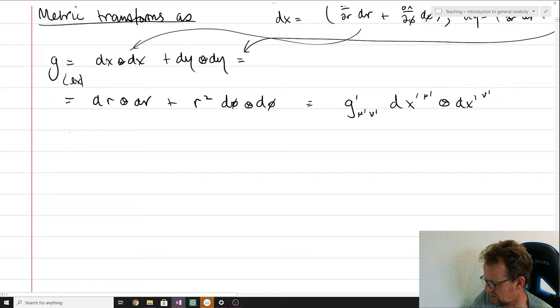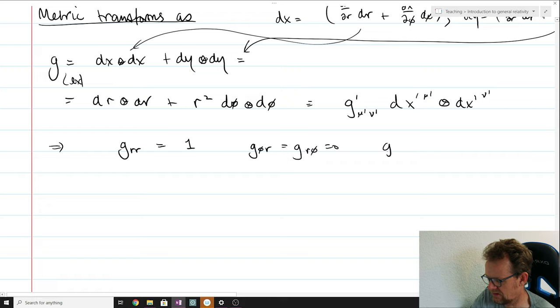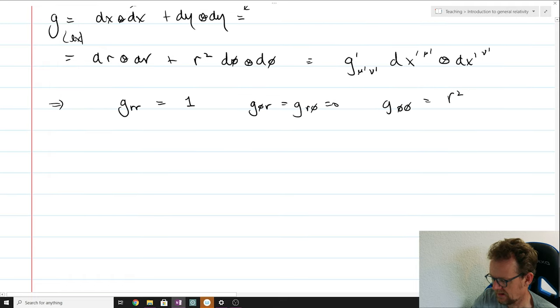I should comment here that the components of the metric in this new coordinate system are g_rr is 1, g_phi r equals g_r phi equals 0, and g_phi phi has the component r squared. Now we've got the metric in our new coordinate system. We could have chosen another coordinate system, but we're doing things in polar coordinates. Now let's calculate the Christoffel symbols. So we have this formula for the Christoffel symbols, and that's in terms of the metric and its inverse, so we need to work out the inverse of the metric.